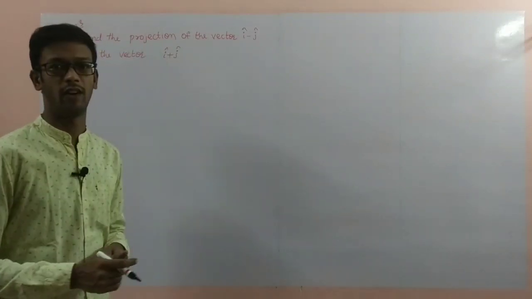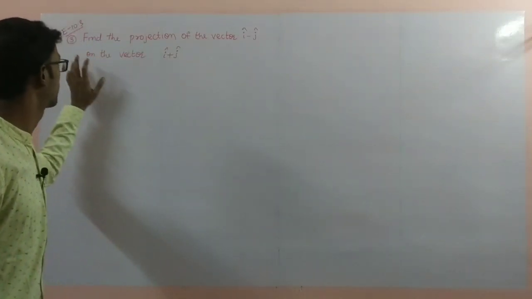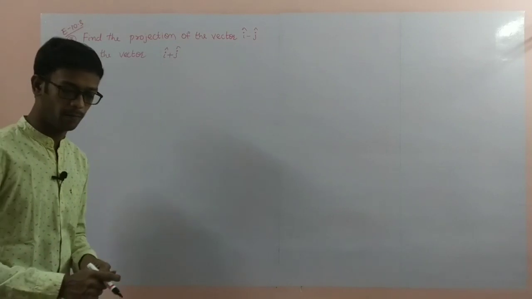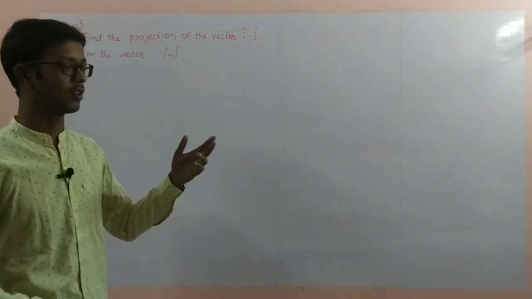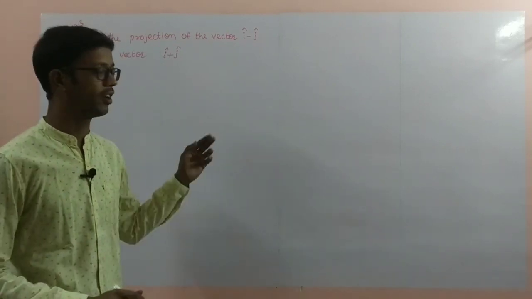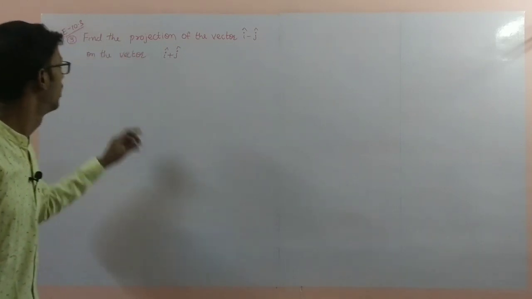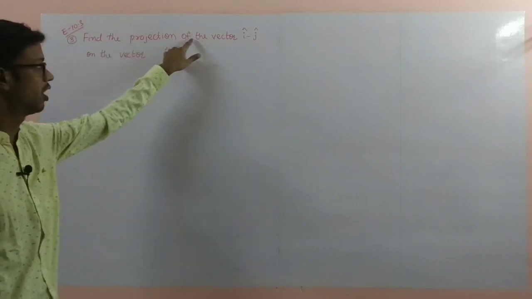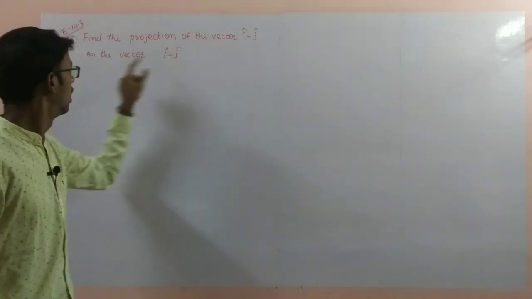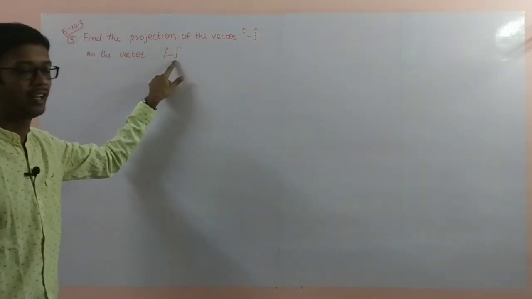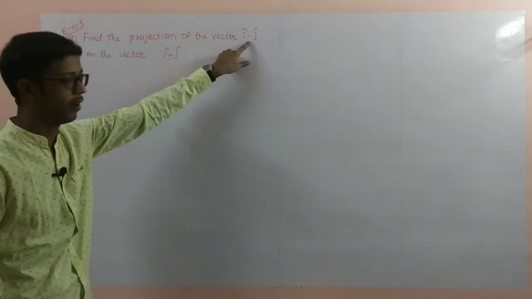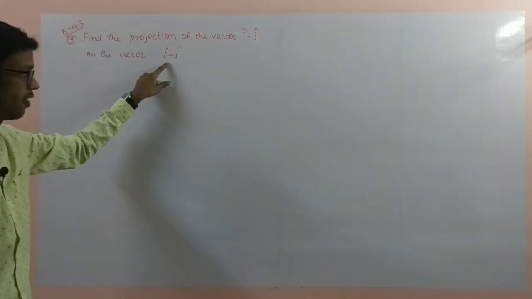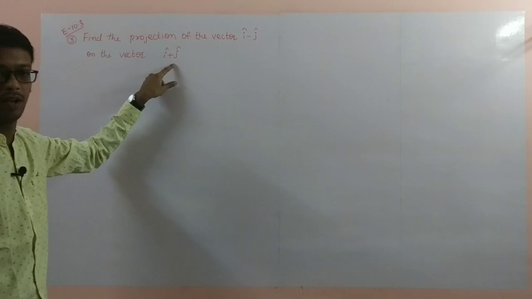Exercise 10.3, problem number 3. In the previous video we discussed up to 2 problems. Now, continuation. Second problem: find the projection of the vector i cap minus j cap on the vector i cap plus j cap.